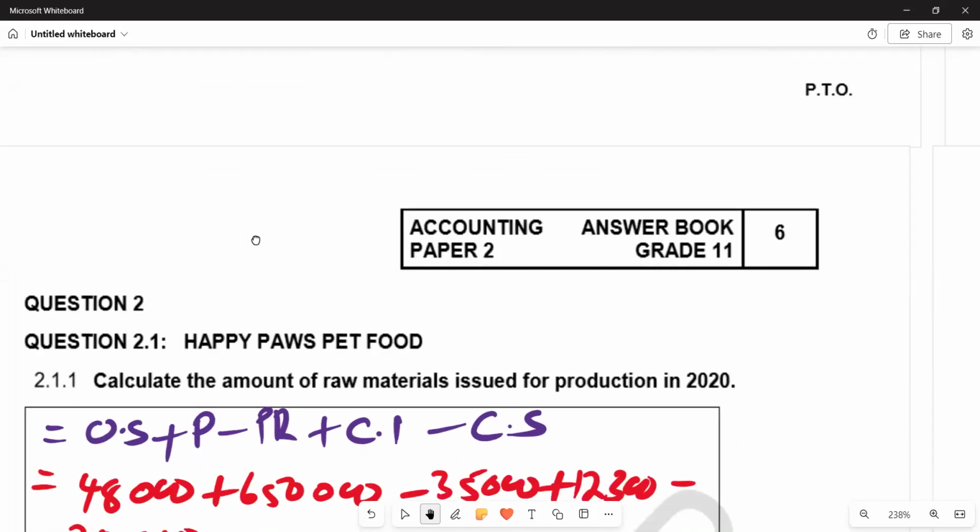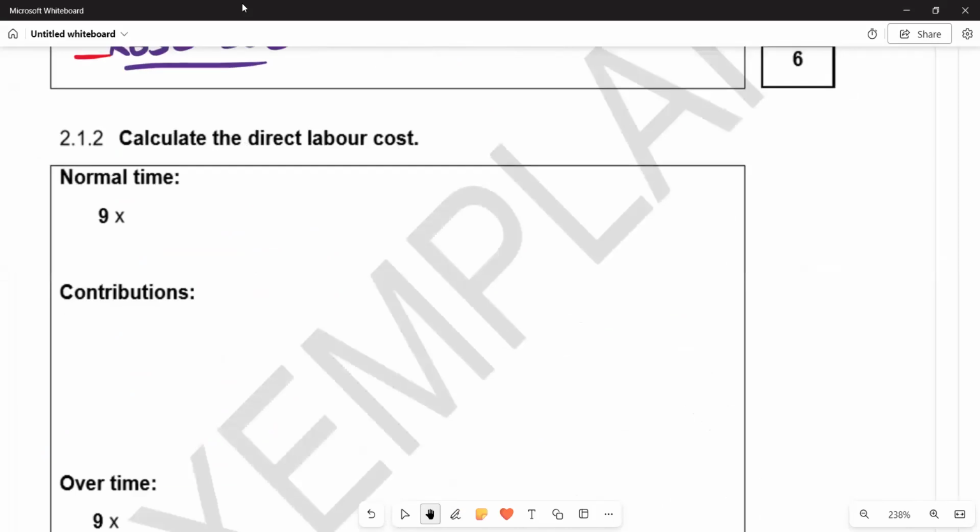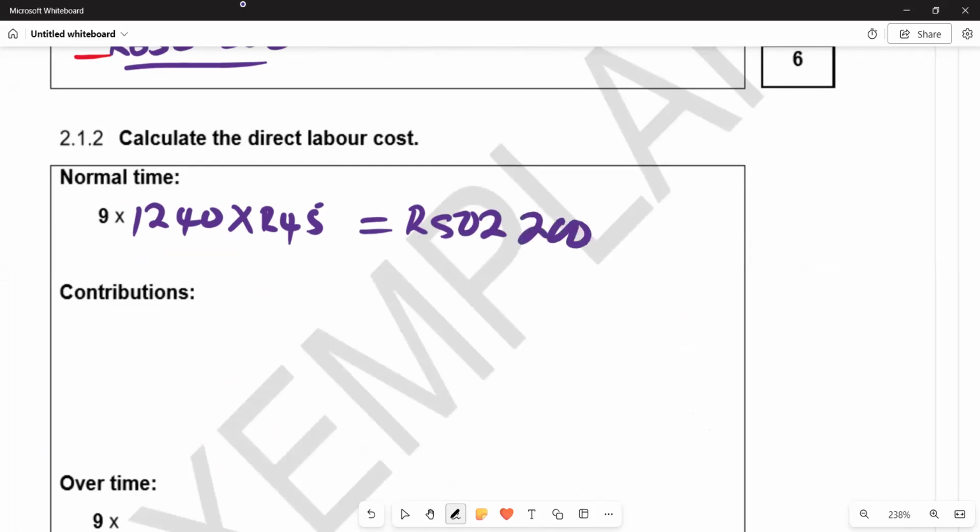Remember, we are calculating the normal time amount. Then we say 9. Our 9 is already pre-entered. We multiply by 1,240 hours per each worker. And then we multiply by 45, which is the rate, 45 rand per hour. And then obviously the answer that we are supposed to get there becomes 502,200. Then you go to the contributions.